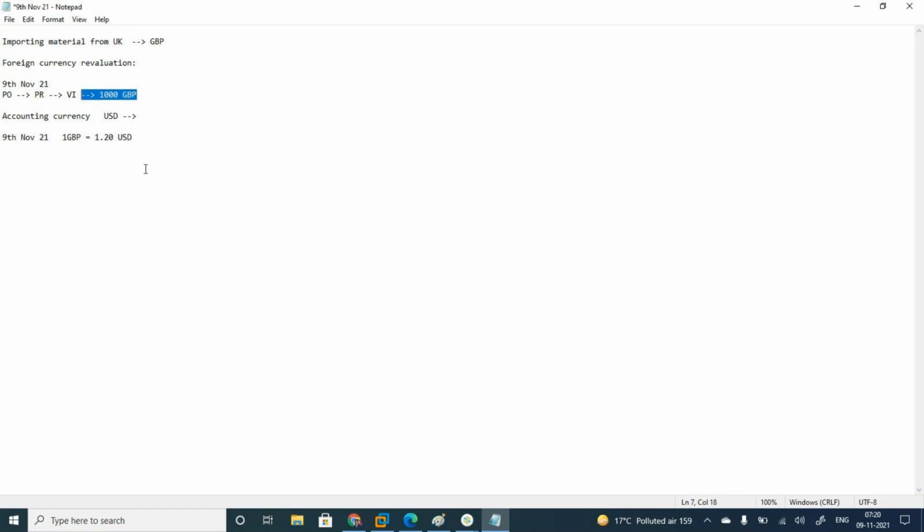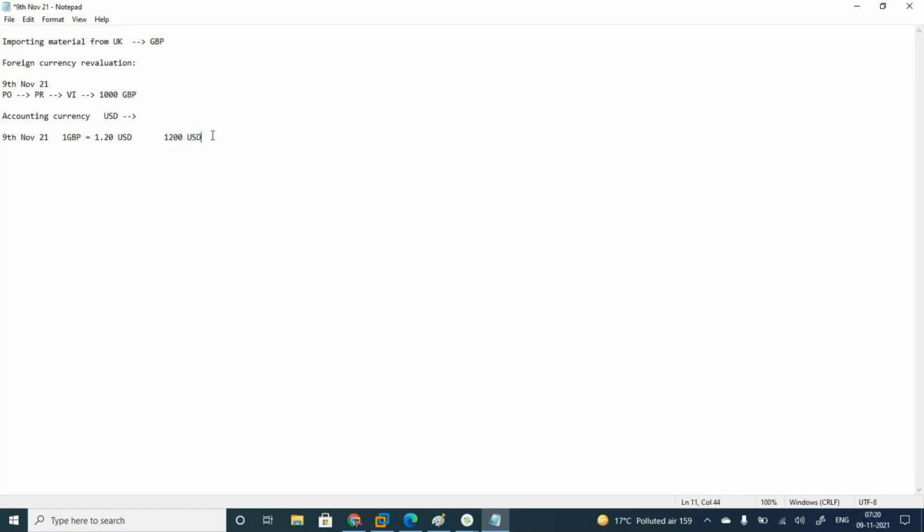Now it is 1 GBP equal to 1.20 US dollars, meaning internally I will calculate that I need to pay 1200 US dollars. Even though it is in GBP, in my calculations, my balance sheet and P&L, and my reports such as trial balance, it will show that I need to pay 1200 US dollars.